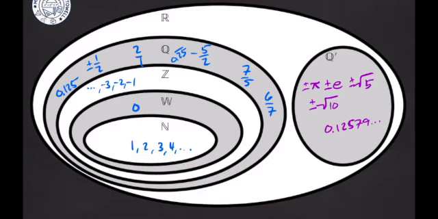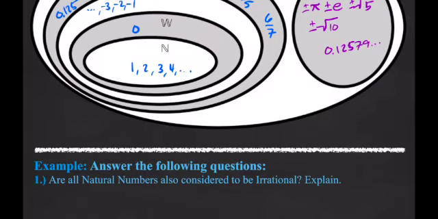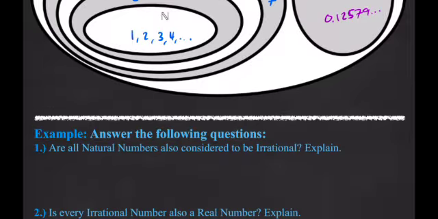Explain. Well, let's remember where our natural numbers are. Natural numbers are here, right? They are right here. Irrational numbers are out here. Do they share anything in common? No. They don't. So is it fair for us to be able to say that all natural numbers are also considered irrational? No, that's not a fair thing to say. So this right here, are all natural numbers also considered irrational? No. Well, why? Let's pick an example.